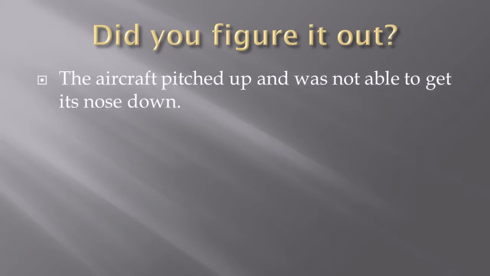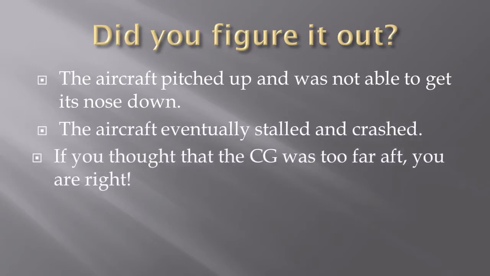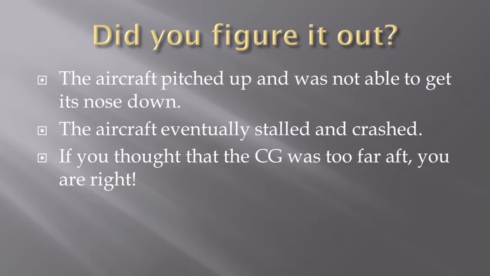The airplane took off and pitched up at a very steep angle. As it continued to climb, it stalled and was uncontrollable. These are indications of the CG being too far aft. It was determined that the cargo load shifted rearward while the airplane was being catapulted and caused the CG to move too far aft.